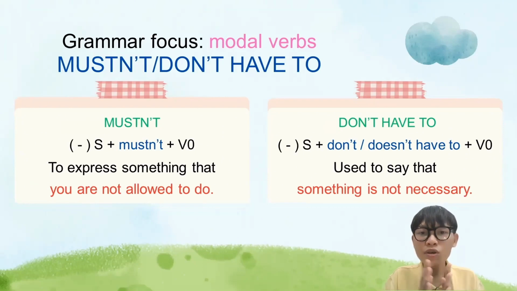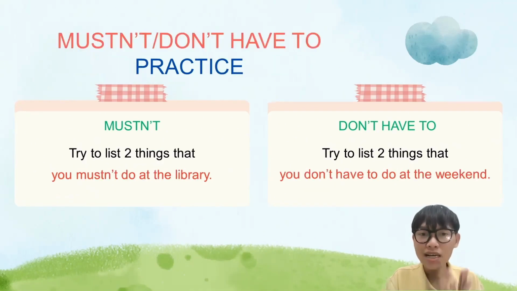Next, you use mustn't to express something that you are not allowed to do. If someone says, you mustn't do something, don't do that. But with don't have to, you use it to say something is not necessary. If you don't do that, that's okay. On the screen, I have some tasks for you to practice so that you can understand them better. Please think of your answers before we continue, okay?